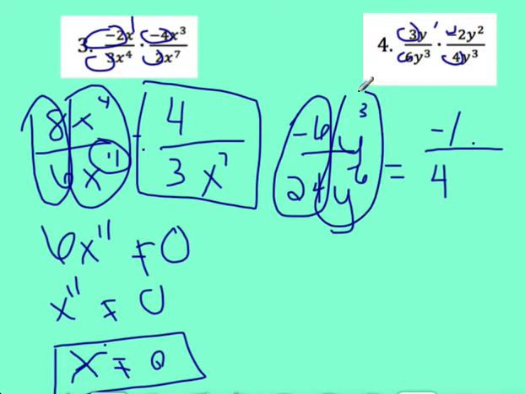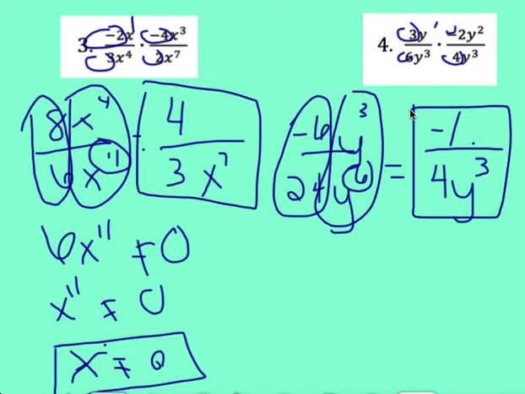Now I need to deal with my y's. I have y to the third divided by y to the sixth. Well, when I get the difference, I'm going to get 3. Now I notice that the larger amount of y's are on the bottom, so that y to the third needs to be on the bottom for my final answer. So that's my simplified rational expression.